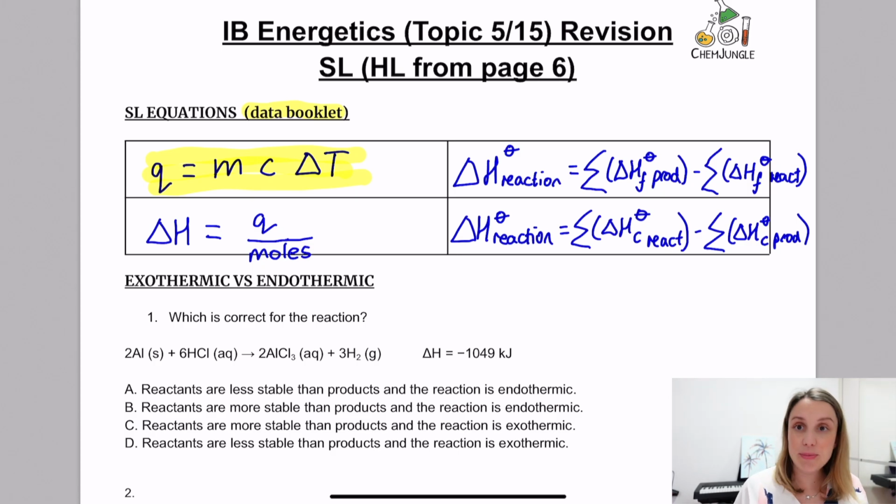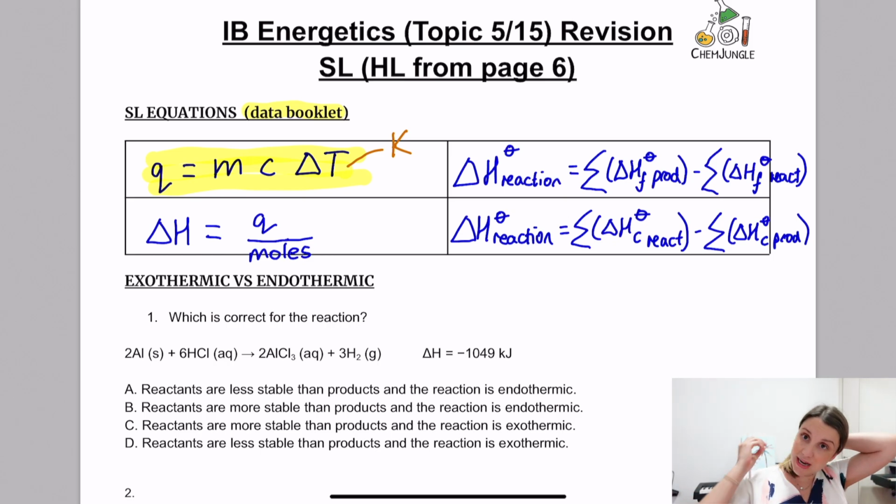For this one in particular, we use this normally when we're measuring the temperature rise of a liquid or of a solution, and then we want to know how much heat energy was transferred to that solution. So normally what you're measuring here is the change in temperature, the delta T, and we measure that in Kelvin. So the change in temperature in Kelvin goes here.